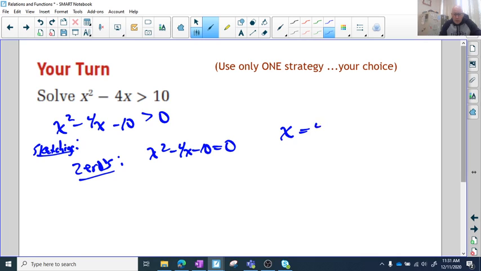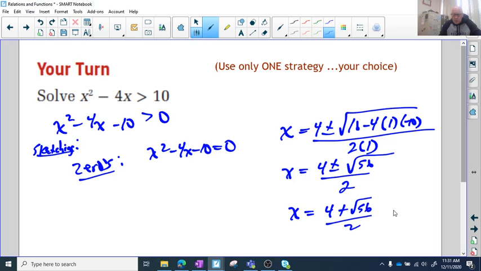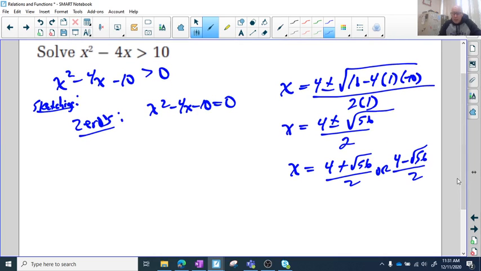So x would equal negative b plus or minus the square root of b squared, subtract 4, multiplied by a, multiplied by c, over twice the a value. So x comes out to be 4 plus or minus the square root of 56 over 2. So that's 4 plus the square root of 56 over 2, or 4 subtract the square root of 56 over 2. You could get actual numbers here if you'd like.